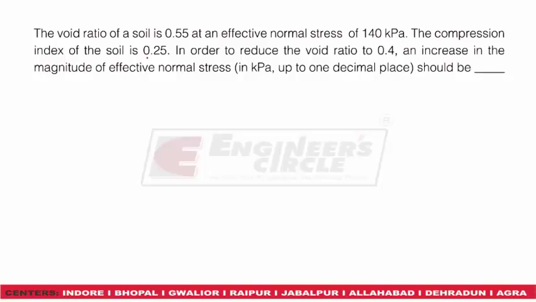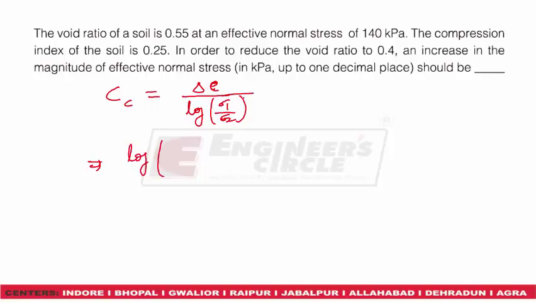The compression index of the soil is 0.25. In order to reduce the void ratio to 0.4, an increase in the magnitude of effective normal stress should be. Now as per the definition, compression index Cc is equal to delta e by log of sigma 1 by sigma 2. So which implies in our case, we should write sigma f by sigma.